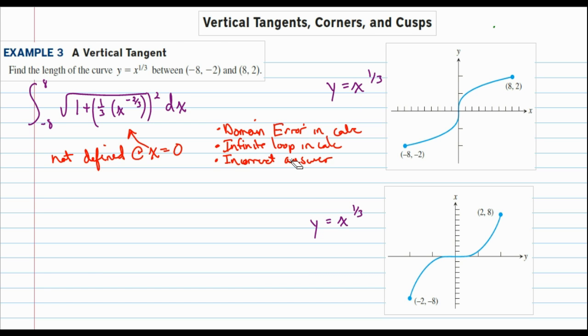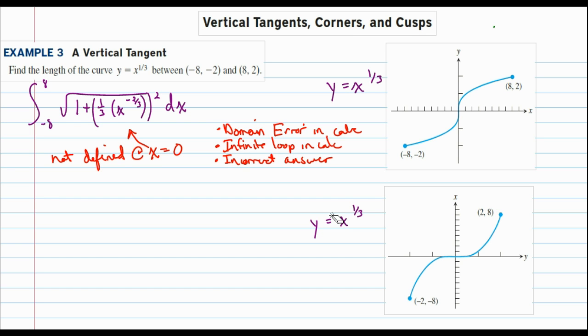So how are we going to work around this vertical tangent? Well, we're going to take the inverse of the function. Now an inverse is nice because anything that's vertical changes to horizontal. Horizontal tangents don't create any errors or infinite loops or incorrect answers. The derivative would be defined there. Plus, if we're just flipping the curve over the line y equals x, that's what's graphically happening in the inverse, the length of this smooth curve stays the same. So the inverse is definitely the solution to this problem.